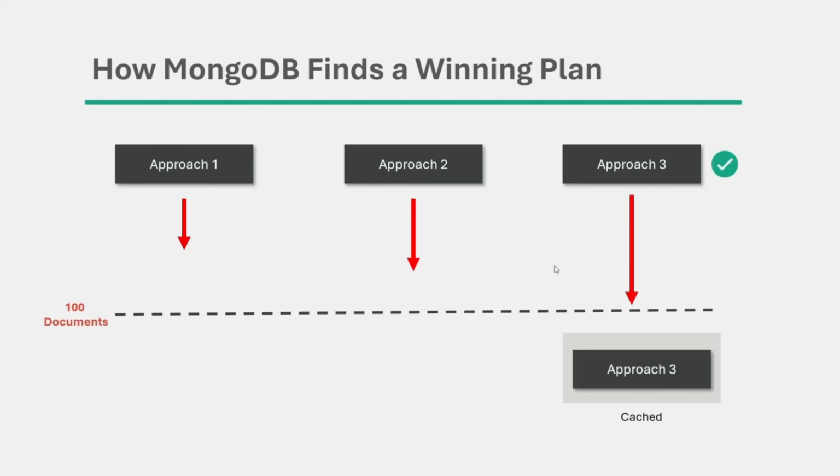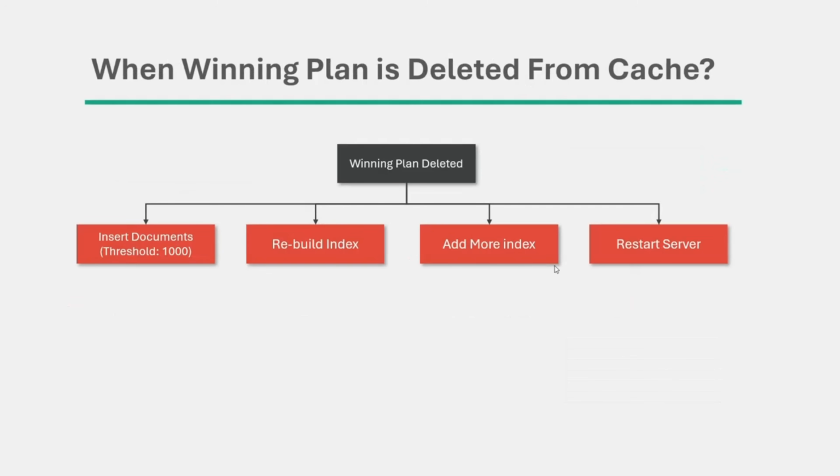So the next question is, when is the cached winning plan deleted? The cached winning plan can be deleted after you write a certain number of documents in the collection. The current threshold is 1000 documents. So when the winning plan was cached, after that, if 1000 documents have been inserted in the collection, MongoDB deletes the cached winning plan because since the collection has changed a lot, the old winning plan might not be the fastest plan anymore. Also, the cached winning plan gets deleted when you rebuild the index.